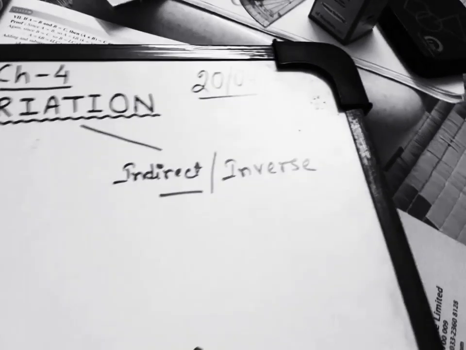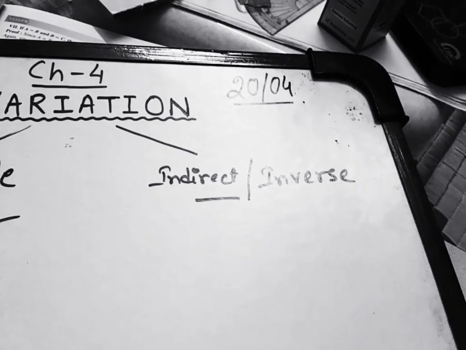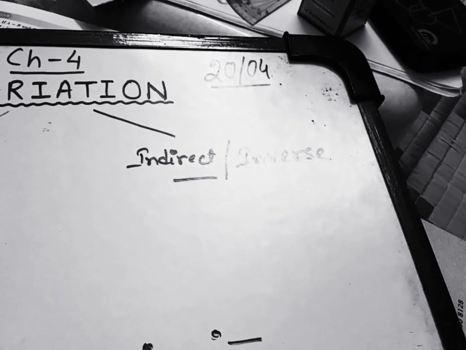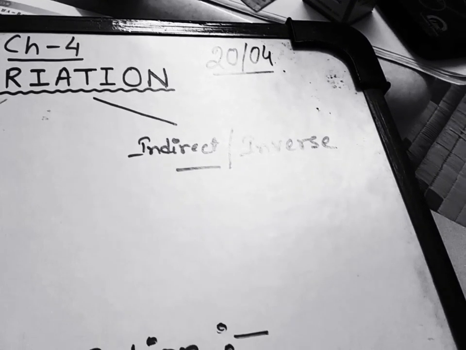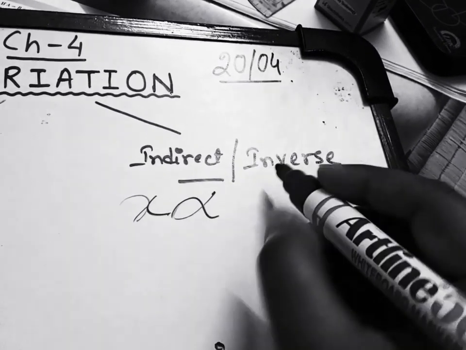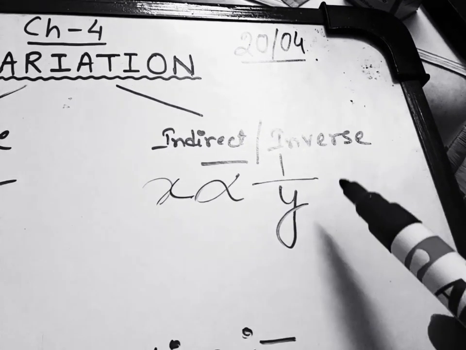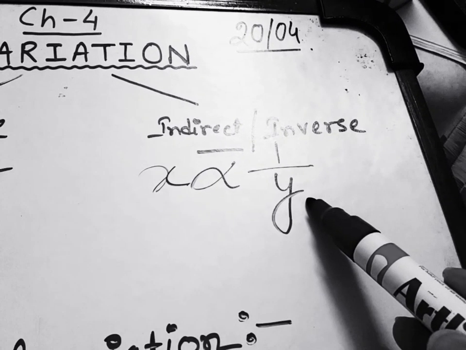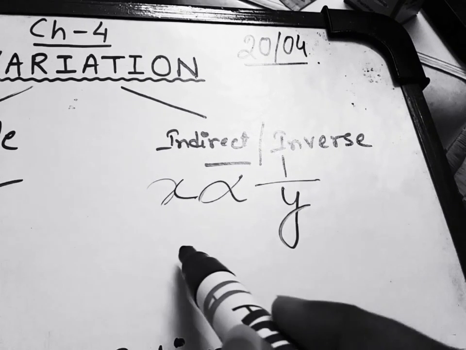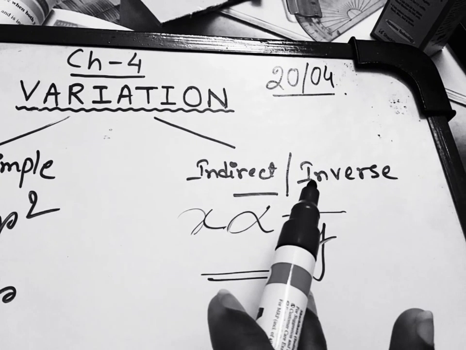In case of indirect or inverse proportion, when the first one increases, the second one decreases, and when the second one decreases, the first one increases. That means whatever happens with the first one, obviously the opposite happens with the second one. The general representation of an indirect term is: when x increases, that means 1 by y, that means y should decrease, right? And when x decreases, the value of y increases. This is the general representation, and both of these are variations.